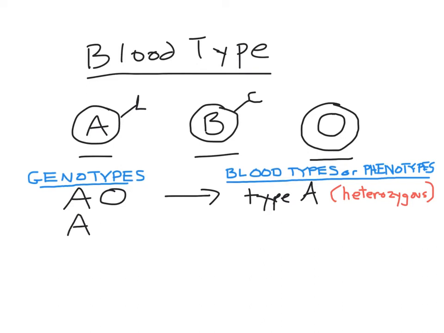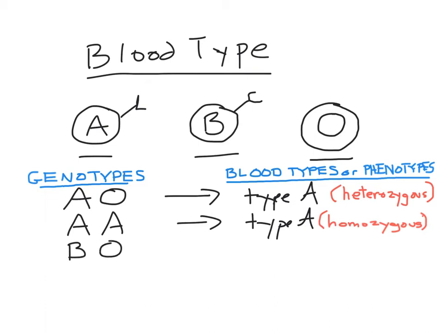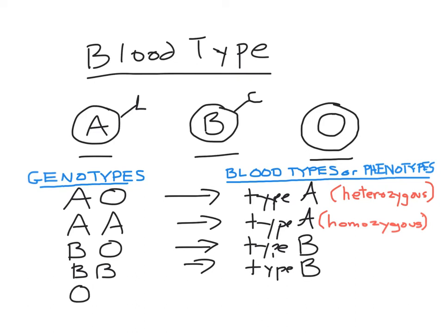If you inherit an A from your mom and an A from your dad, let's get this one out of the way, you are also type A. That one's obvious. If you inherit a B from mom and an O from dad, you are type B, because B is dominant to O, just as A is dominant to O. And again, the obvious one, a B and a B make type B. An O and an O make type O.